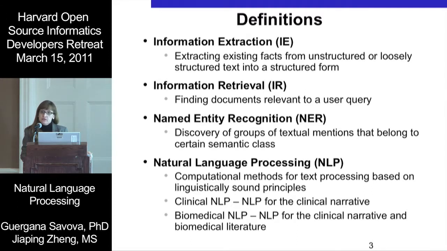Then natural language processing, as a field, is computational methods for text processing based on linguistically sound principles. So we get lots of inspiration from the fields of cognitive science and linguistics, and of course implement them with computer science numerical methods. Clinical NLP is a subfield within the general NLP because the clinical language has lots of peculiarities and characteristics, so you have to have a very focused effort on building a system for mining the clinical narrative. On the other hand, there is a vast body of biomedical literature, and those are the PubMed publications. So the subfield that focuses on mining those records is biomedical NLP.